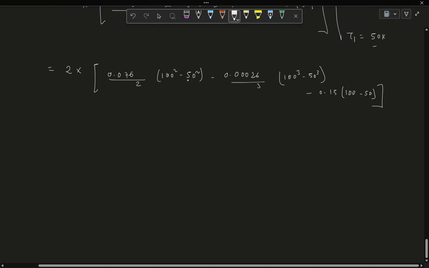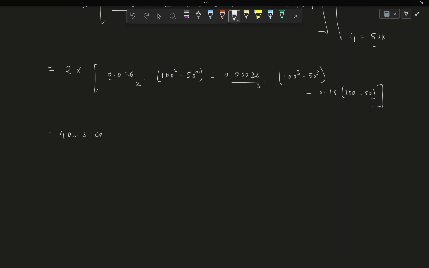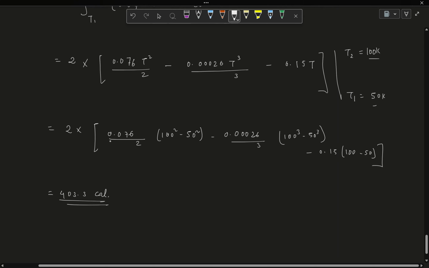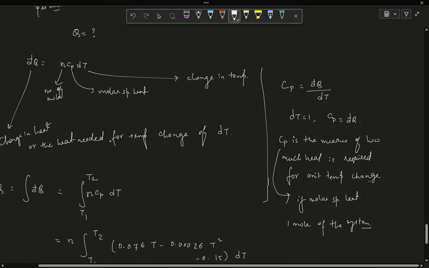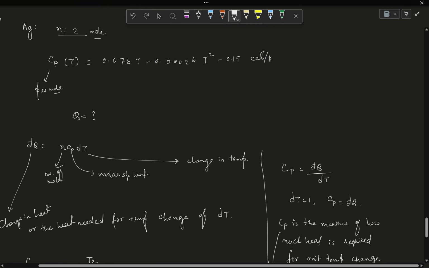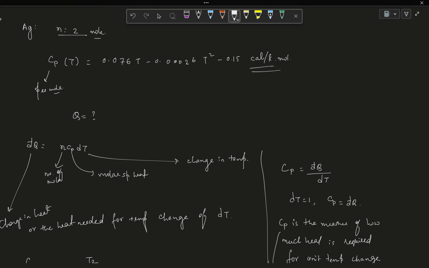So there you get your final answer as 403.3 calories. This is coming in calorie, remember, because in the question they mentioned that the expression of Cp was in calorie per Kelvin, right? So this is also per mole. They are not mentioning it, but because it is molar specific heat, that by default tells you that this is calorie per mole Kelvin. So this is not in joule per mole Kelvin units.